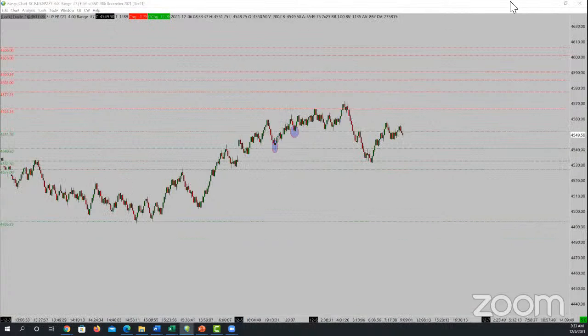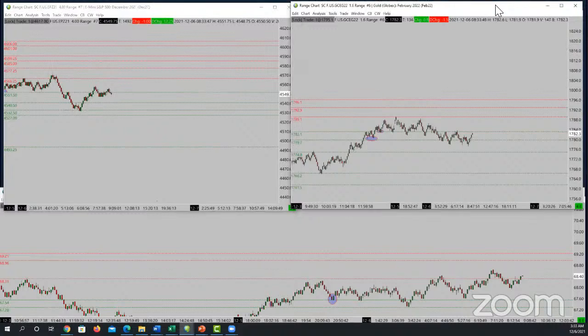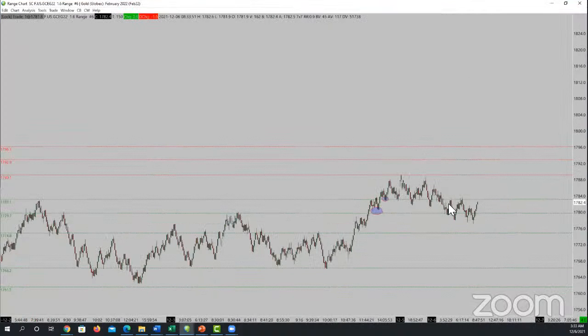Let's go ahead and move into what's going on with gold. So for gold, we did break down a little bit of a prior support, but let's just take a look at it. We had support at 1783.1, and the next support we had at 1779.7.